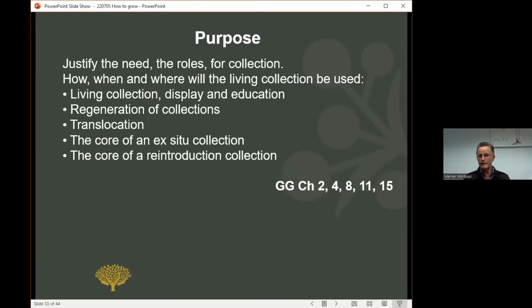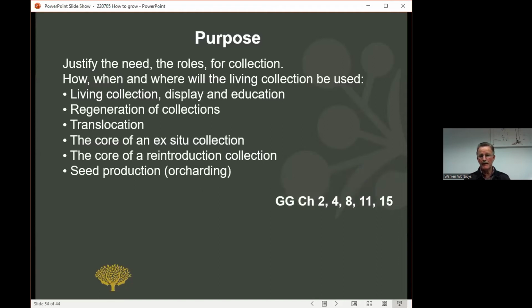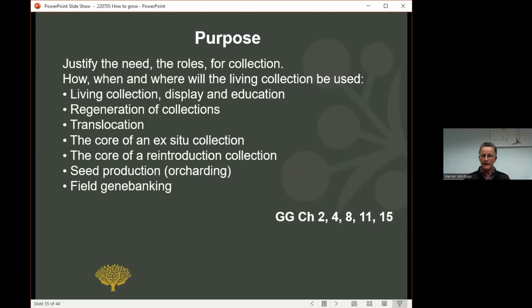It could be the core of a reintroduction collection. So it may be that you want to build up the numbers of plant material that you're going to use for reintroduction. So that could be by seed production or vegetative propagation purposes. You might be wanting to establish just a seed production site or a seed orchard to build up your seed supplies of any threatened taxa. It could be field gene banking, where the genetic diversity is quite limited, and you may need to ensure that the genetic diversity of the taxon you're working with is preserved.